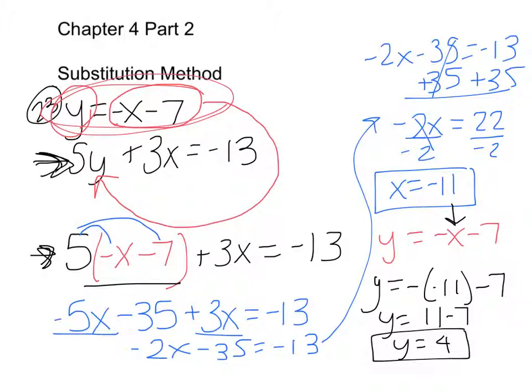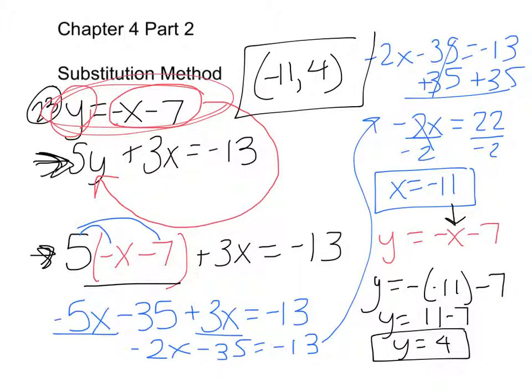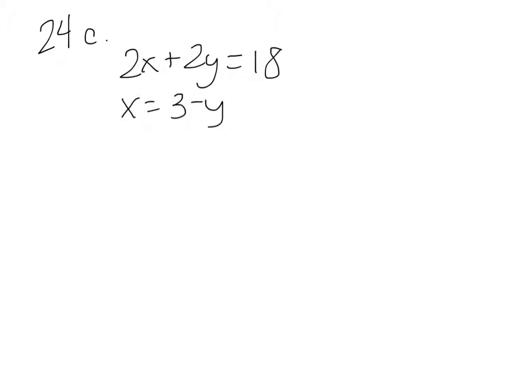So x is negative 11, y is 4, and then we want to write it as an ordered pair with the x value first and the y value written second. So our answer is going to be negative 11 and 4. So x is negative 11 and y is 4. And we can easily check that by plugging it back into the calculator to make sure that the left and the right sides of the original equations are equal.